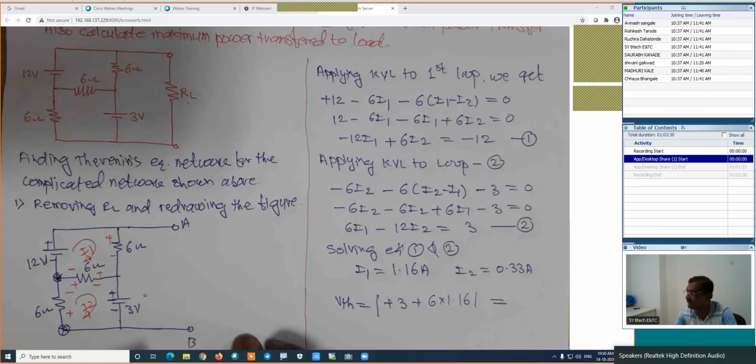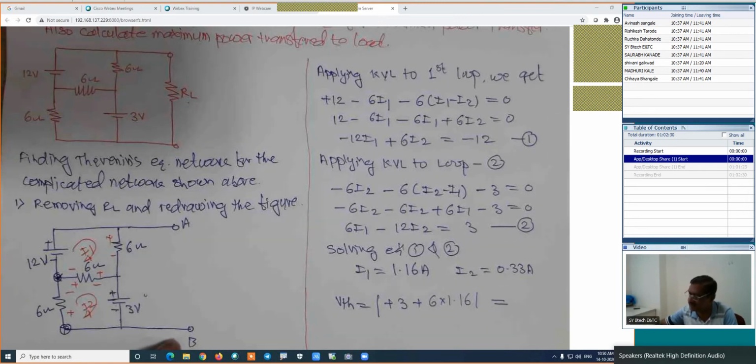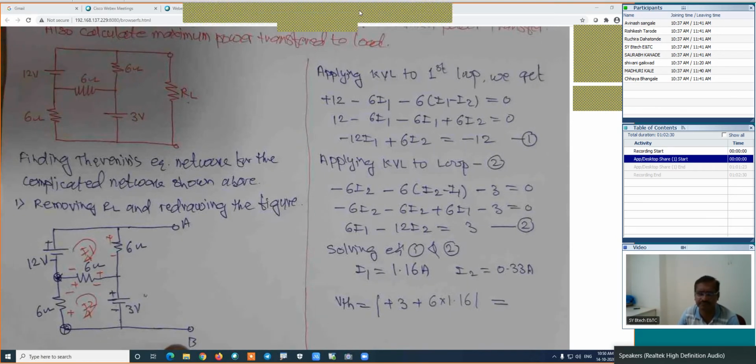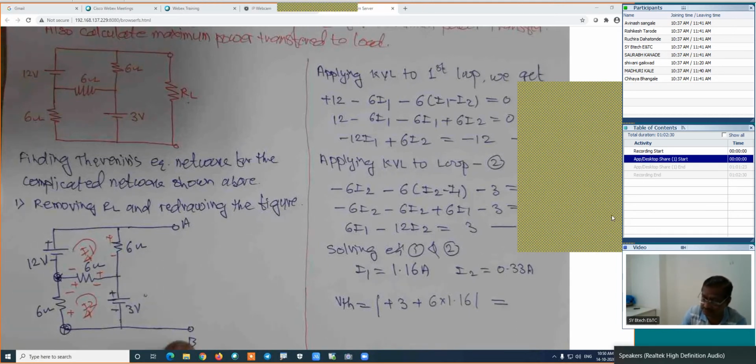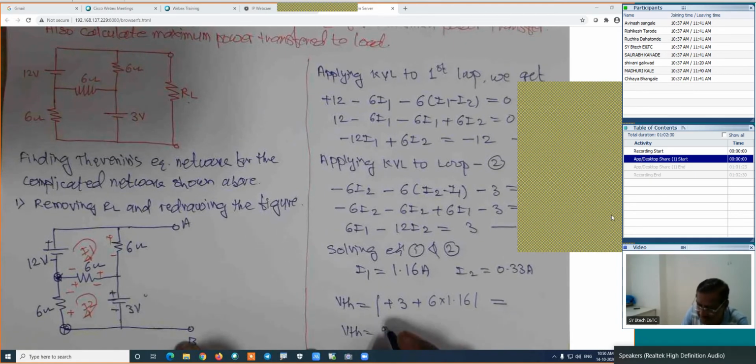Yes. How much is the value? Anyone? Unmute yourself. Yes, Saurabh. 9.96. Is it right? Yes, sir.